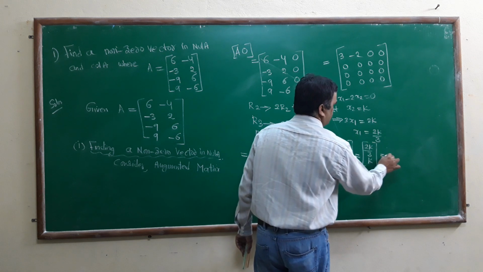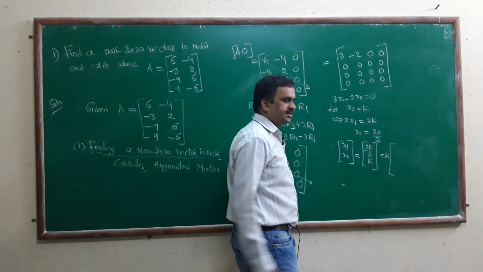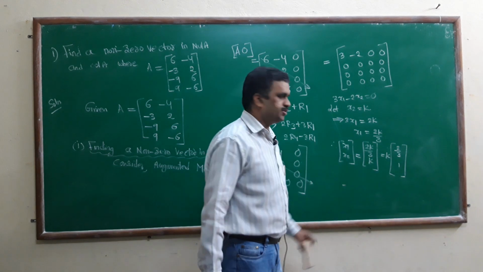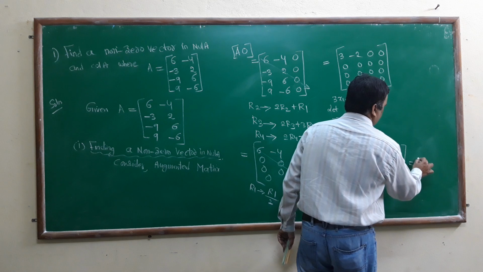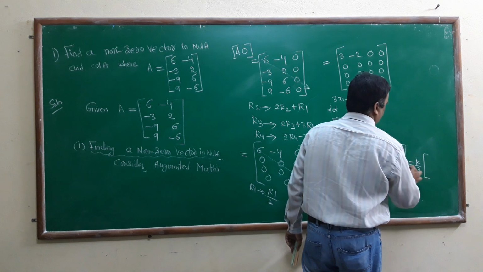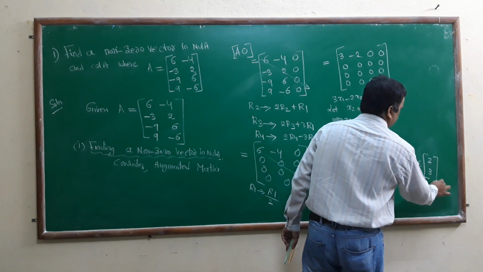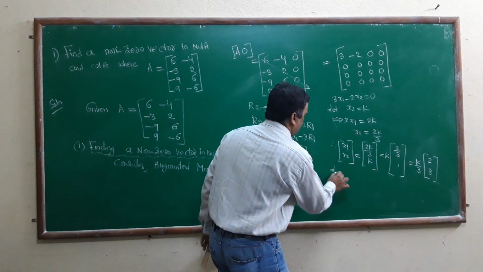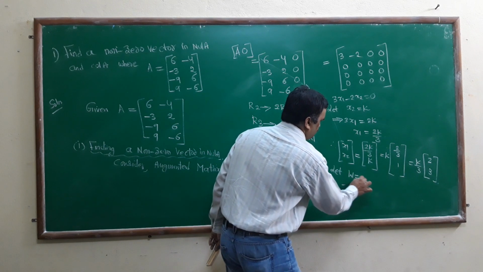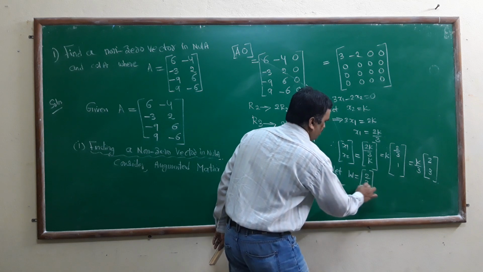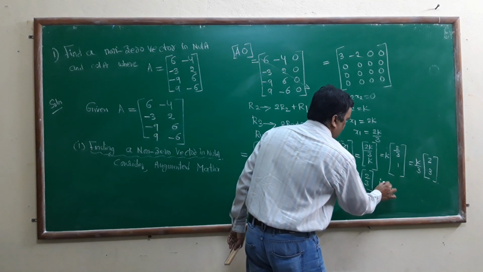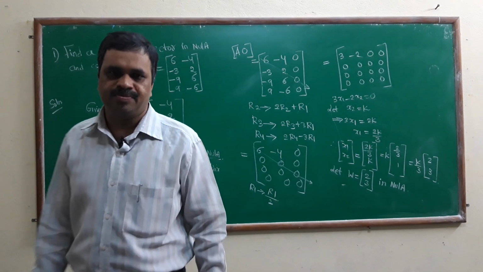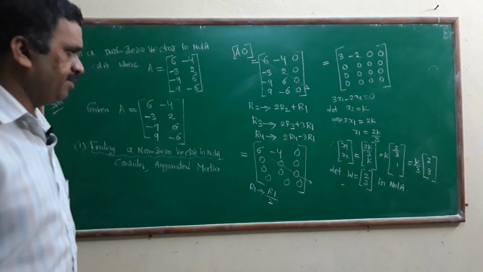I will take k as common: k times (2 by 3, 1). Multiplying and dividing by 3, this is k by 3 times (2, 3). So we get the vector (2, 3). Let it be W, where W equals (2, 3), a non-zero vector in Nul A.